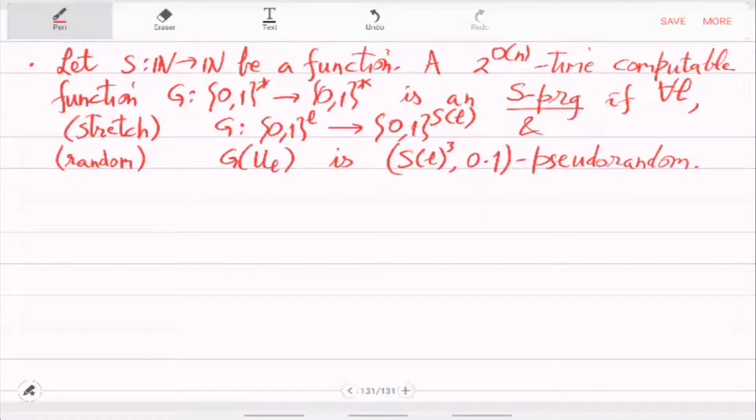PRG is basically a function that is easy to compute, where easy is very relaxed. It is 2 raised to n time. So this is actually smaller than exponential, it's E, the class E and not the class EXP. But with that you have enough time to compute this. So G is easy to compute, and it will stretch a seed. So L seed it will stretch to S of L, and then the output of G, if you look at the whole space, it will look more or less random to circuits of size S cube.